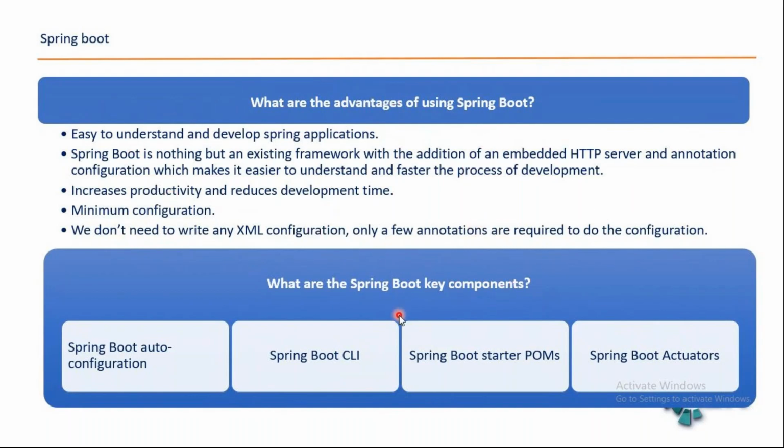So what are the key components? These are the four key components. Auto configuration, right? So we say @SpringBootApplication, and that will take care of everything. CLI: I can create a project and then run it using the CLI, the command line interface. And starter POM: in pom.xml you declare any dependency, and it will take care of whatever dependency jar file you want. Spring Boot Actuator, where we can do the health check of the server application and everything. So these are the key components of Spring Boot.